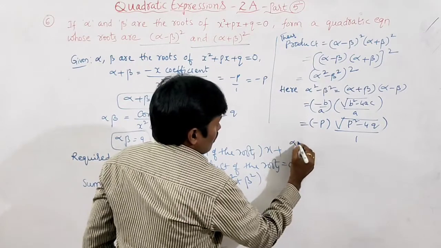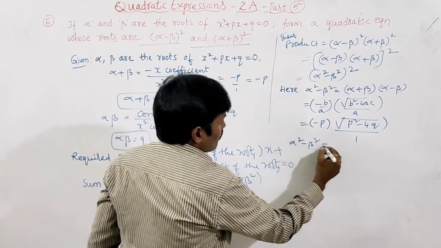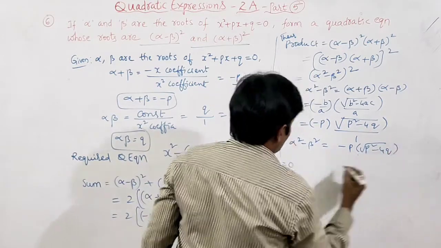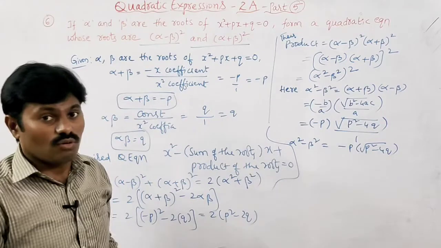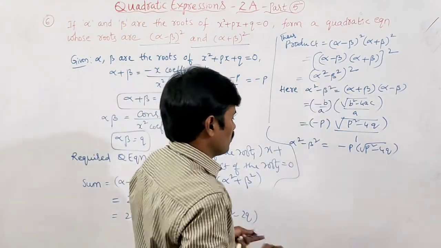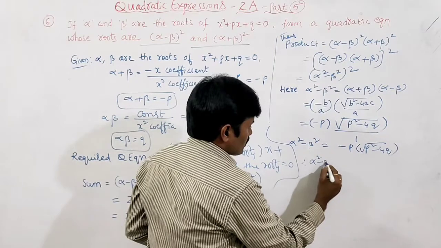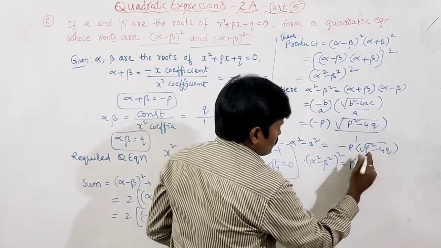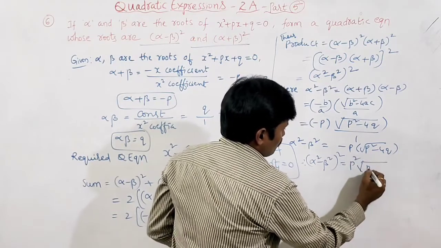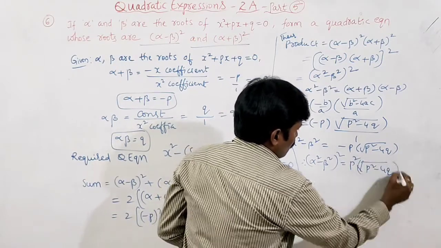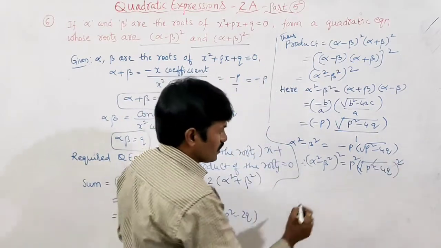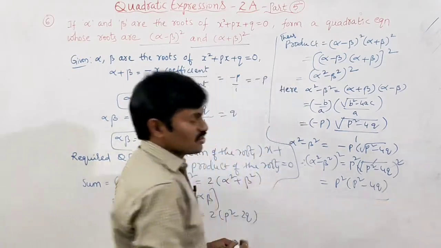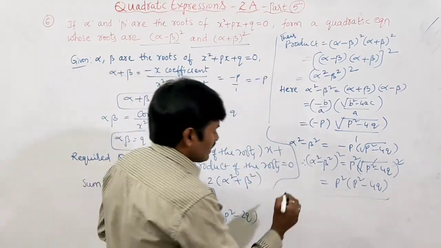That is, alpha square minus beta square value is this much, minus P into square root of P square minus 4Q. But they have asked us to find the whole square of this one. So therefore, alpha square minus beta square whole square is equal to P into, here the square root gets cancelled. So P square into P square minus 4Q, whole square root gets cancelled. Then P square times of P square minus 4Q is the product of the zeros, the product of the roots.